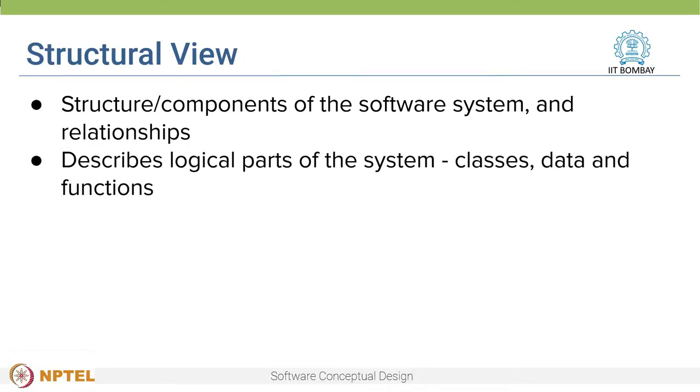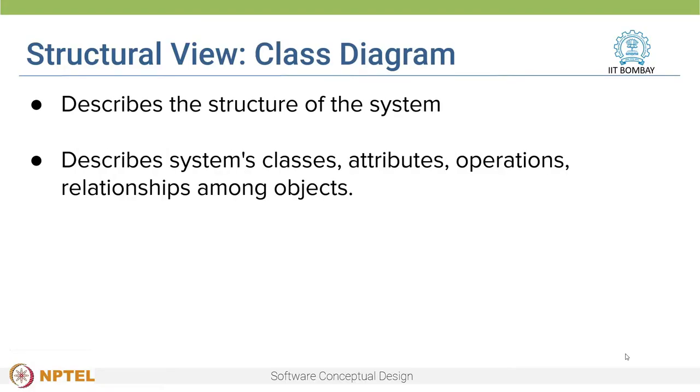The structural view describes the logical parts of the system, including the classes and relevant data and functions in these classes. They do not describe the time-dependent behavior of the system. One such diagram which represents the structural view is the class diagram. The class diagram is a type of a static structure diagram that describes the structure of a system by showing the system's classes, the attributes, the operations or methods, and the relationship among these objects.